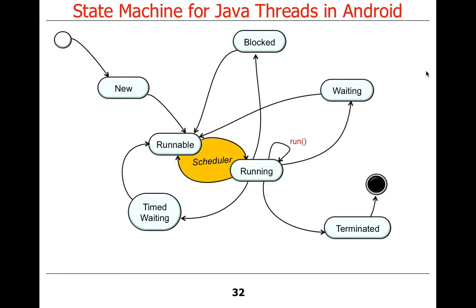Finally, if you're in the running state and the run method exits, either because an exception was thrown that propagates out of the run method, or because you ended up just returning off the end by doing a return or whatnot, the thread then becomes terminated. And at that point, the system will release the resources associated with the thread.